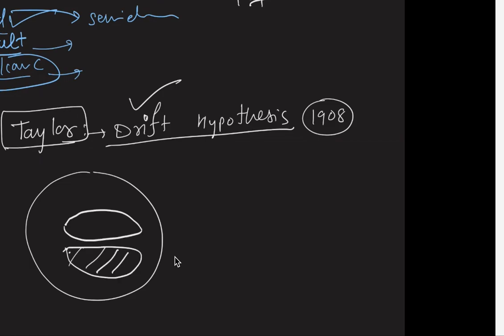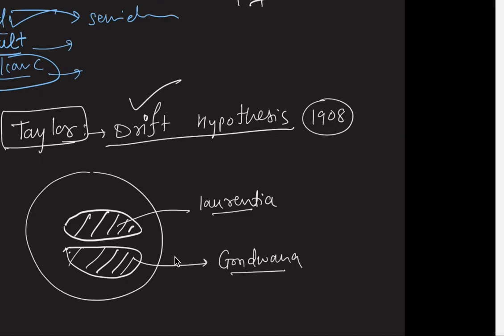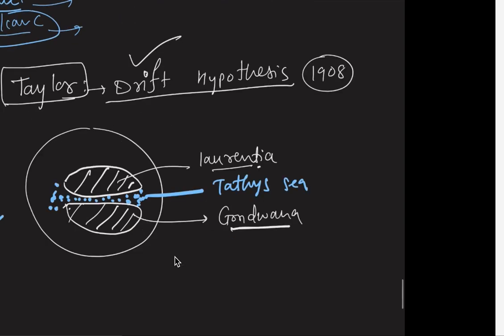Now he says that there were two big continents. One is called Laurentia, and another is called Gondwana. And in between these two big continents, there was an ocean. He said that ocean was the Tethys Sea. And what happened, he says, yesterday we have seen that it's a kind of geosyncline, a big geosyncline.